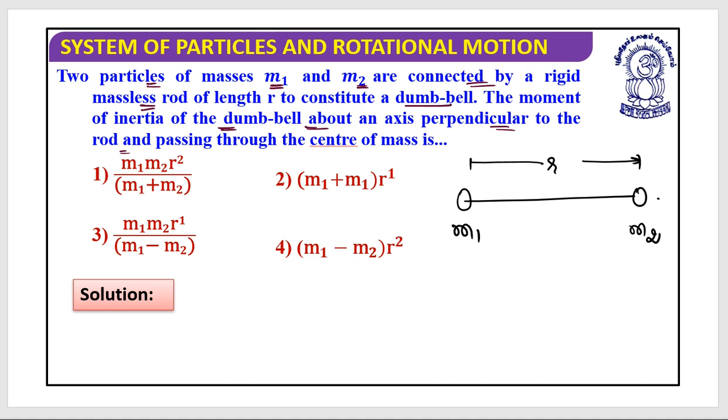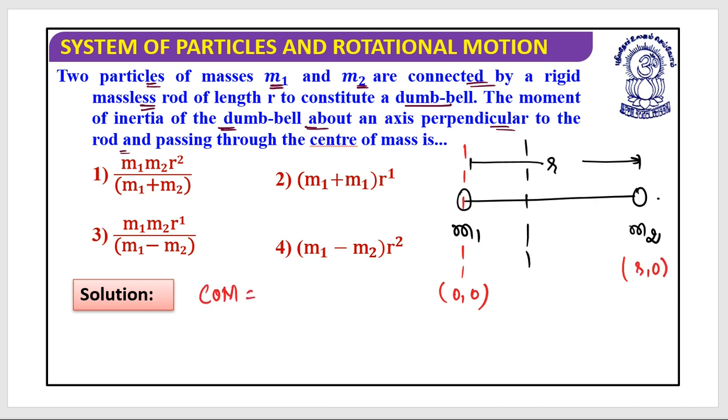I need to rotate it through its center of mass. Let's say this is the location of the center of mass. Let's take this as the origin, so this is 0 comma 0, and this is r comma 0.